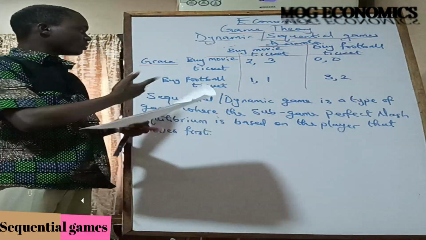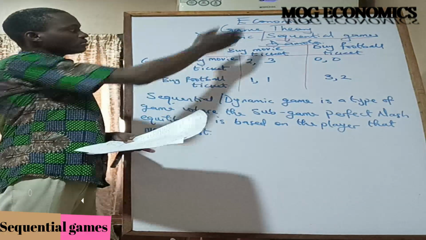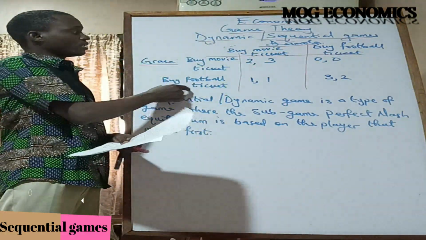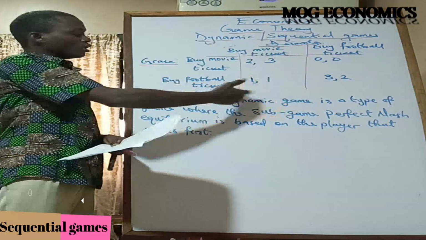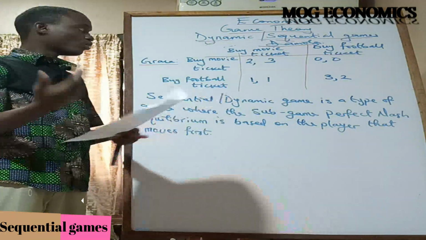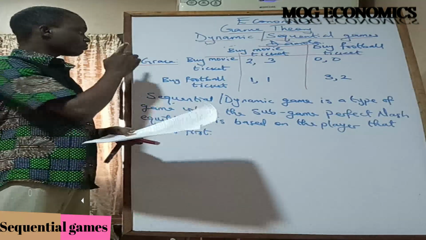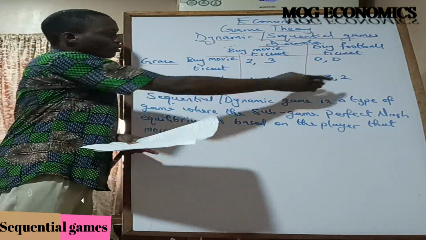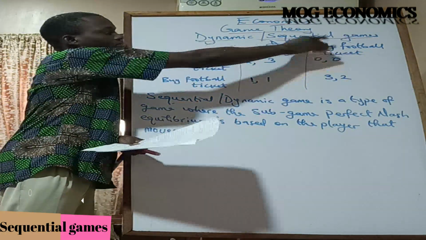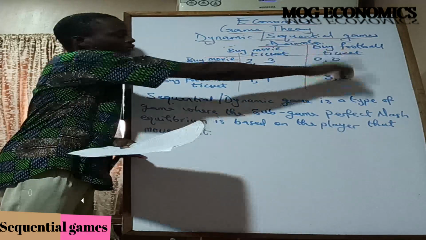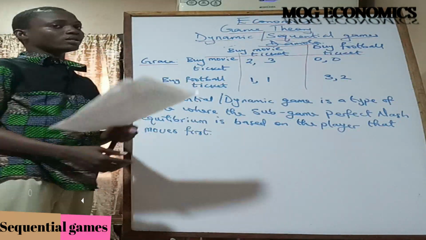If Grace buys a football ticket and Damola buys a movie ticket, they have equal payoffs, 1-1. Then if Grace buys a football ticket, she gets a three if Damola buys a football ticket as well, where Damola is going to get a two.